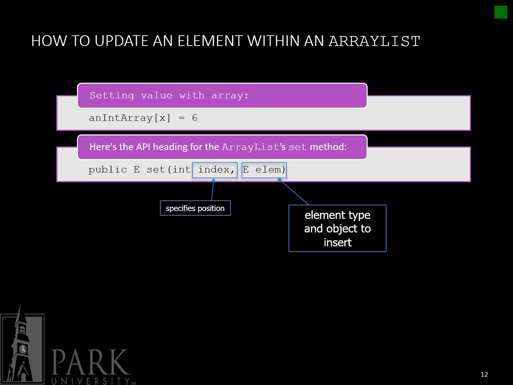So it's not inserting it, right? It's just overwriting it. Just like if there was something already in this array up top at position X, this 6 right here would overwrite whatever was stored in there. It doesn't add to it. And likewise with the set method, we're going to take this element E and overwrite whatever is in this ArrayList at position index. And again, E is just the element type, just like our Student.